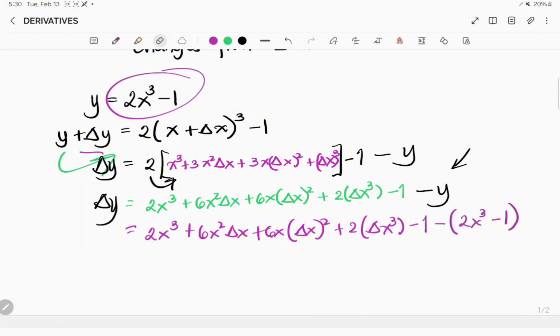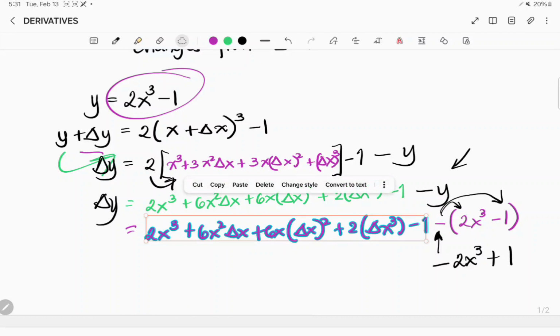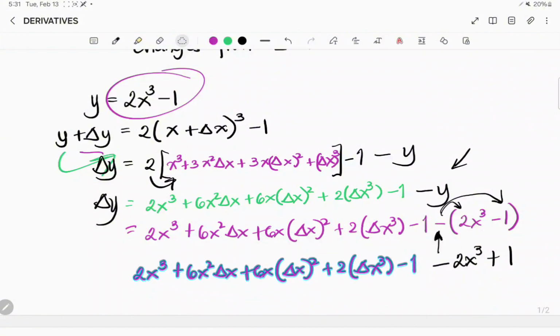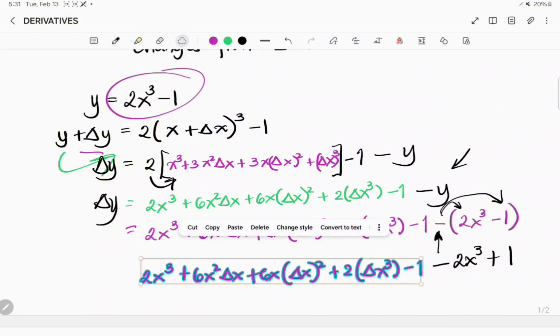Now, since this is subtraction, I have to distribute this negative sign to each term of our binomial, meaning it will become minus 2x cubed plus 1. And then you're writing this whole term again. So let me just copy it, copy and paste it here. There you go. So it will look like that.